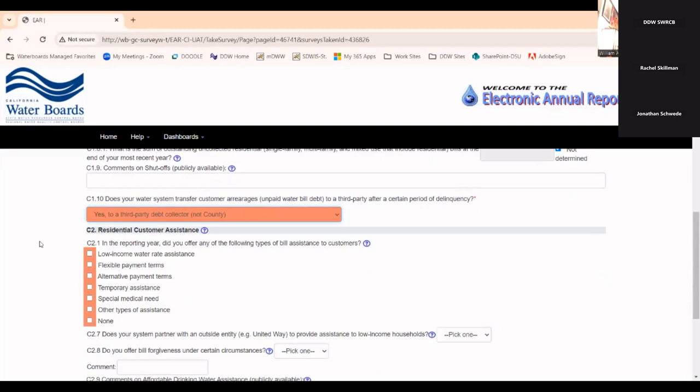Okay, folks, and again, apologies, I'm pausing it, but there are questions in 8C after C10 that now appear in the eAR, and I'm going to go ahead and share those questions with you all.